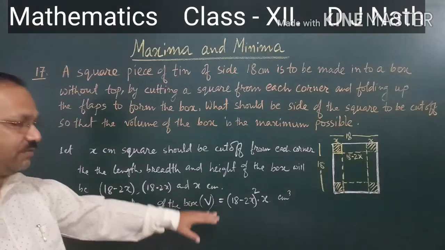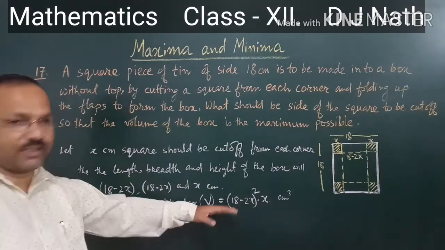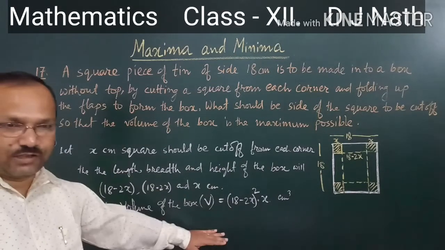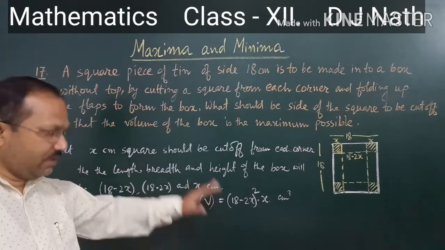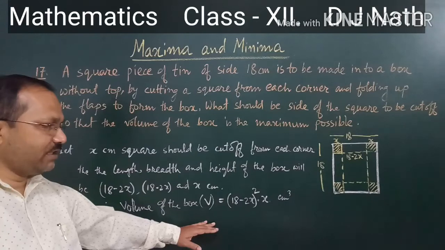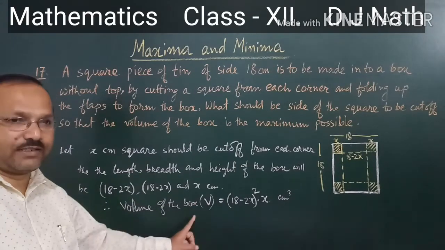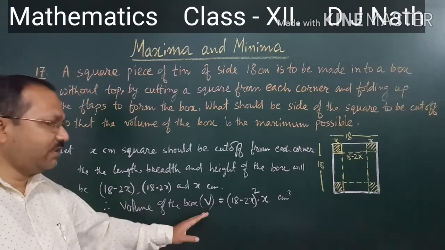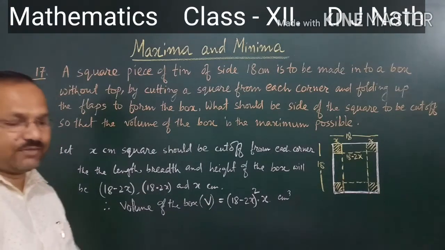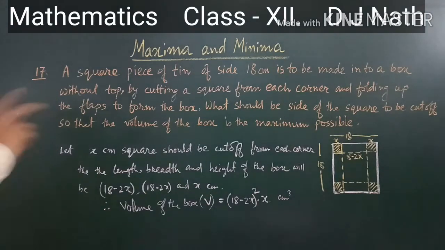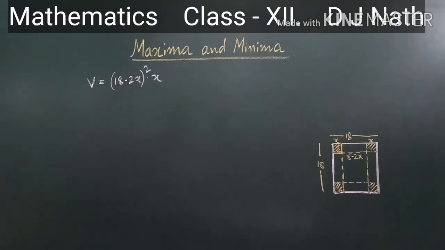What we have to do is differentiate with respect to x. First differentiation, we will compare with 0. We will find the value of x, and we will do double differentiation and put that value of x. If it is negative, then we can say yes, for that value of x it is maximum. So we have to show that volume is maximum.